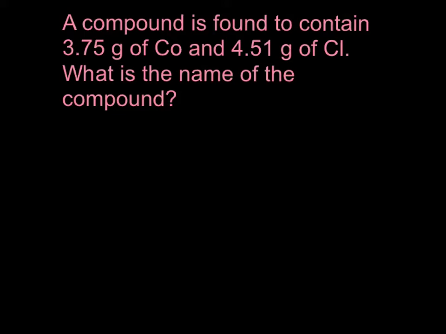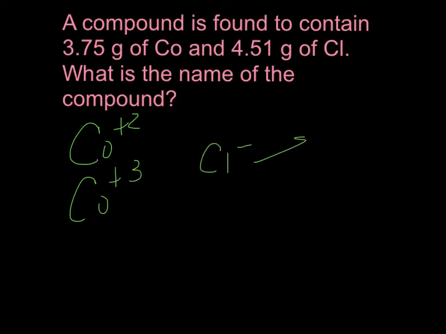From what you know about your charges, you should know that cobalt forms a +2 and a +3 ion, and chloride forms a -1. So your possibilities are CoCl2 or CoCl3. You can use percent composition to answer this question.